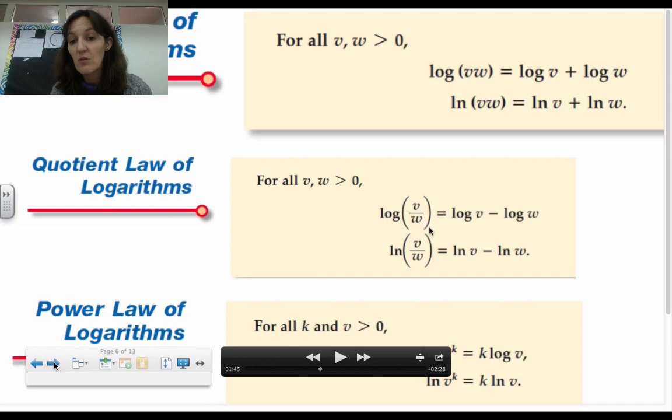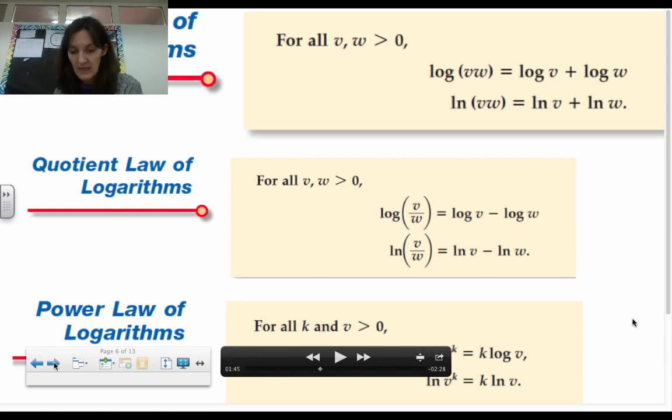Now, you notice the quotient, the same thing. If I divide, I subtract, okay? And I can go backwards. So if it's log v minus log w, it's v divided by w. Again, most of the time we're going to be working backwards, not forwards.